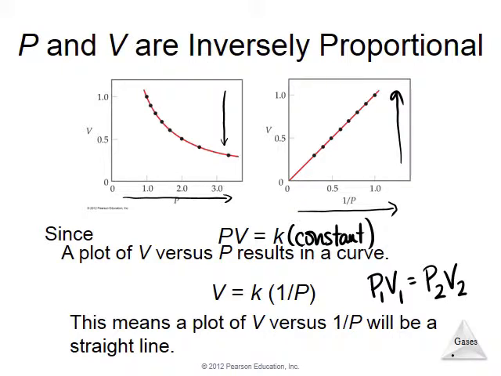Both sides of that equation are equal to that constant K. So it doesn't matter what the pressure is, there must be some volume at that pressure that's going to give us that K value. If we see that pressure change, then we can calculate what the volume change is. So that equation, P1 V1 is equal to P2 V2, is going to be a really important equation for you to remember.